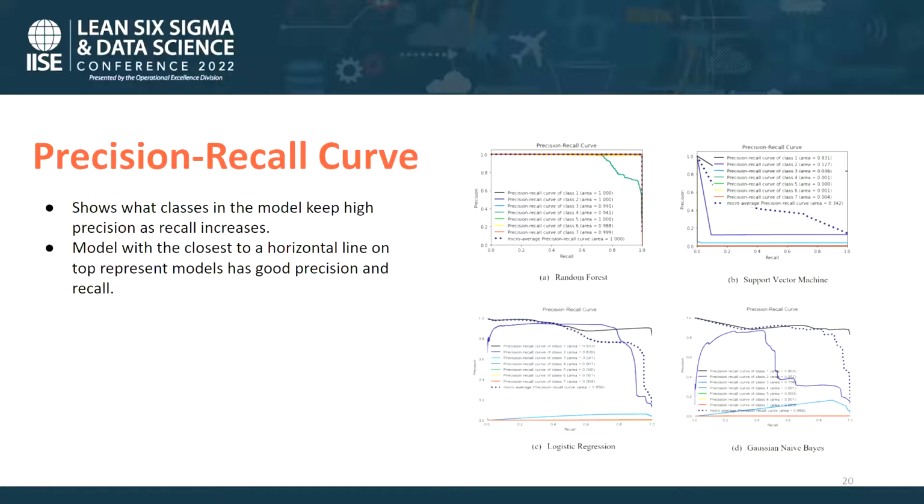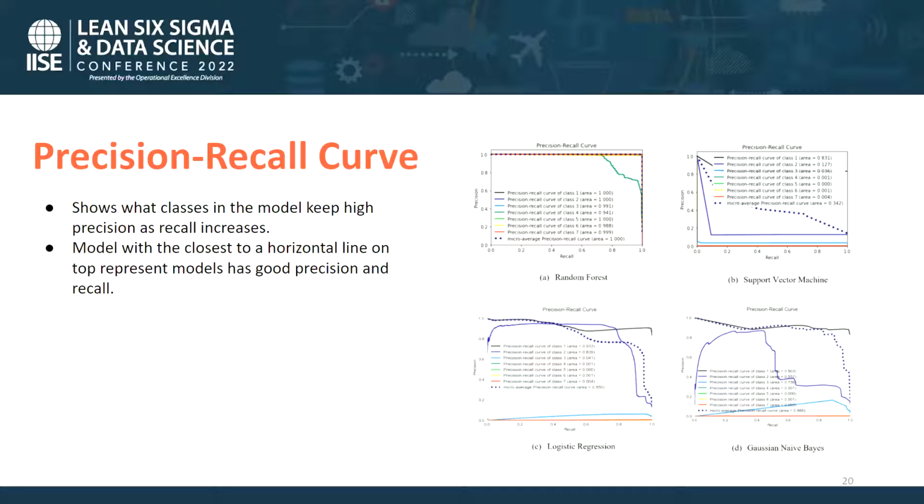Now we're going to talk about the precision recall curve, which is another way of highlighting the accuracy, the scoring of a model. What a precision recall curve does is that it shows what classes keep a high precision as the recall increases. The ideal would be to have a horizontal line coming from the left to the right on the top, showing that as the recall is increasing, the precision is kept at the highest that it can. As you can see on the pictures to the right, random forest in picture A shows the closest to the ideal line.